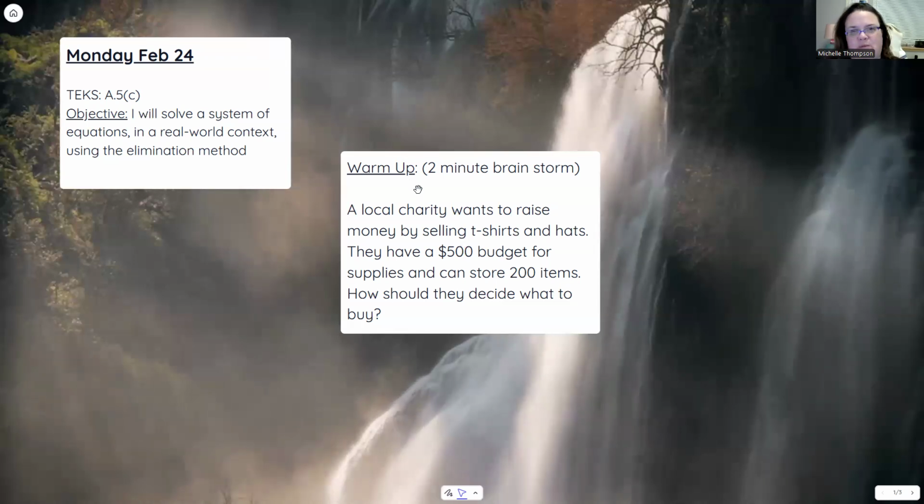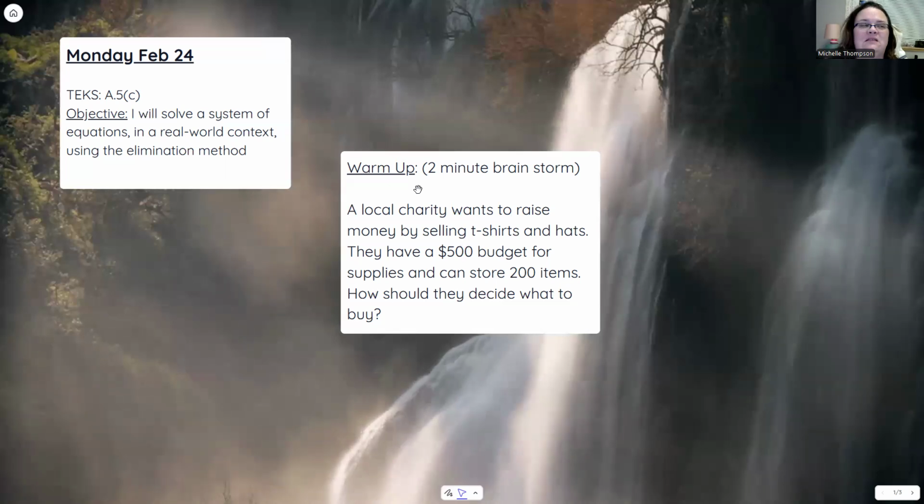And then I have them write their warm-up. The warm-up, if you're talking about a 5E lesson plan, would be our engage section. This one talks about a local charity that wants to raise money. They have a $500 budget and they can only get 200 items. How would they decide what to buy?